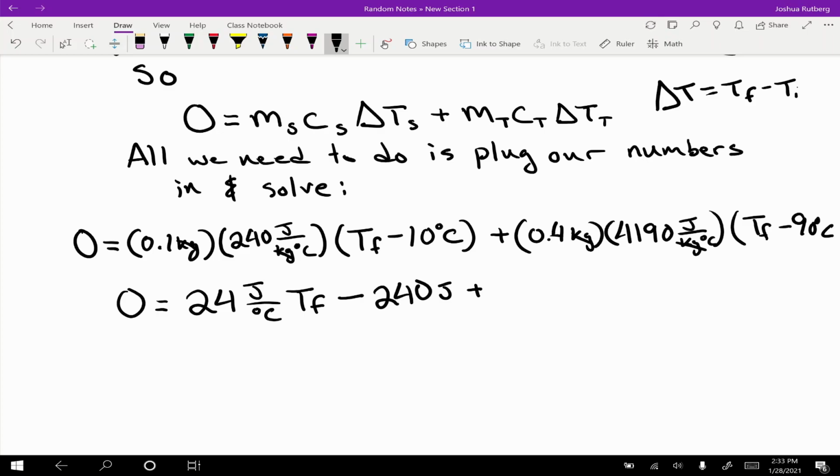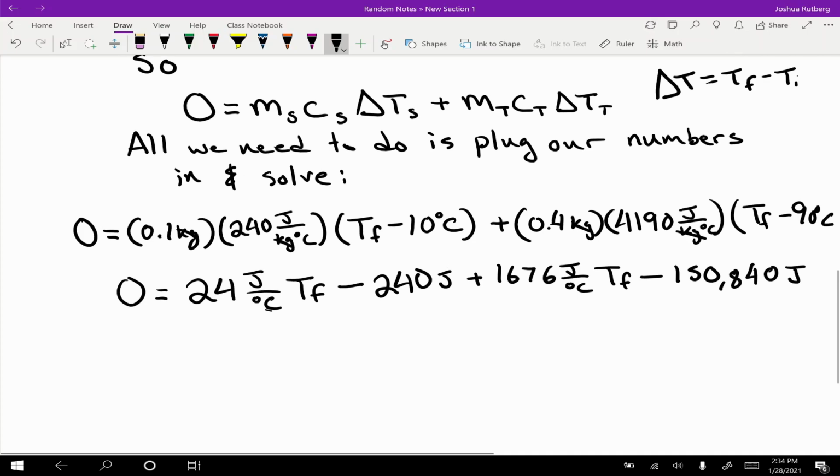Plus, and now I'm actually going to have to use a calculator. In the future, I should pick numbers I can do in my head every time. 0.4 times 4190 is 1676 joules per degree Celsius times final temperature minus 90. That's 0.4 times 4190 times -90, which is -150,840 joules.